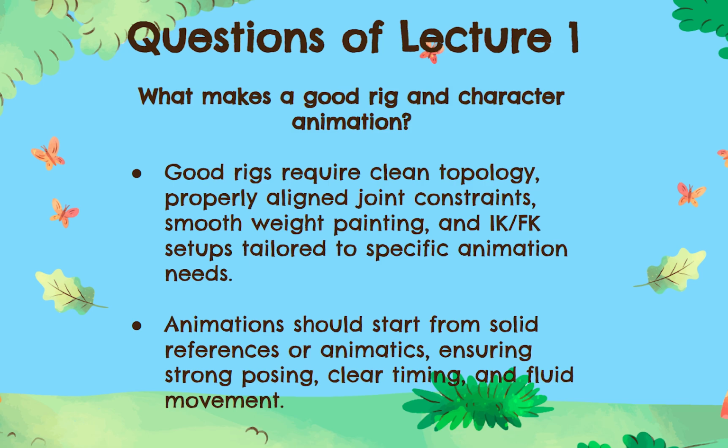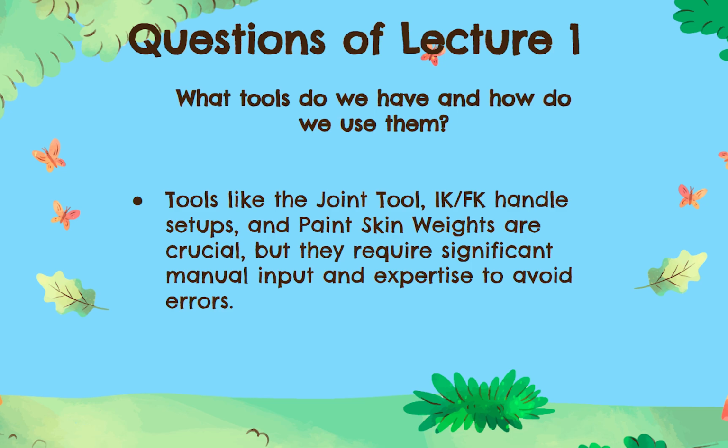My thoughts on the 3D character animation pipeline. For the first question of what makes a good rig and character animation, good rigs require clean topology, properly aligned joint constraints, smooth weight painting, and IK/FK setups tailored to the specific animation need. Animations should start from solid references or animatics, and this ensures strong posing, clear timing, and fluid movement in the 3D animation. For what tools do we have and how do we use them?